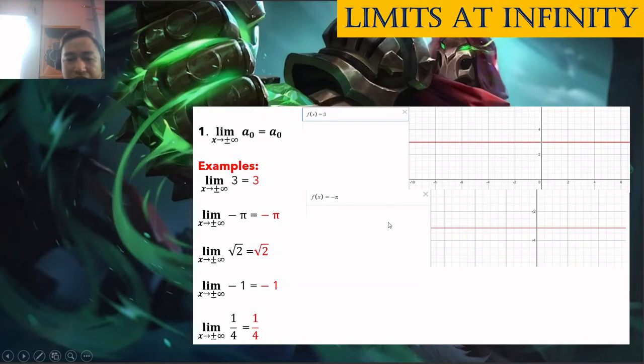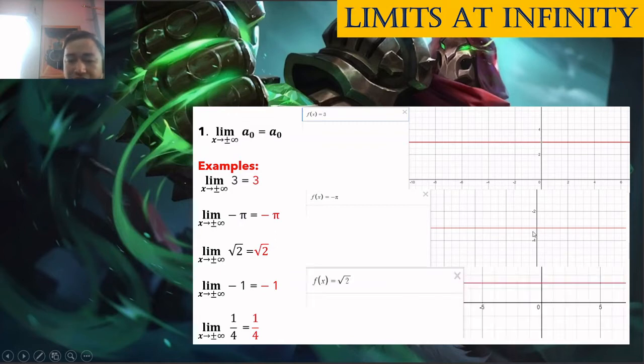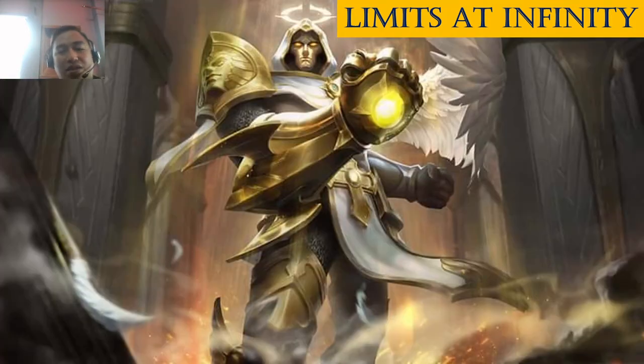So it's the same for negative pi. Here is negative pi, that is negative 3.1416, so it is located here on the red line. And then the square root of 2 is 1 point something. Okay, this is 1, then this is 2, so this line is at 1 point something, the square root of 2. For negative 1, if you look at the graph at negative 1, it is straight. And then 1/4 is there. I did not graph those. Okay, done with the constant function.